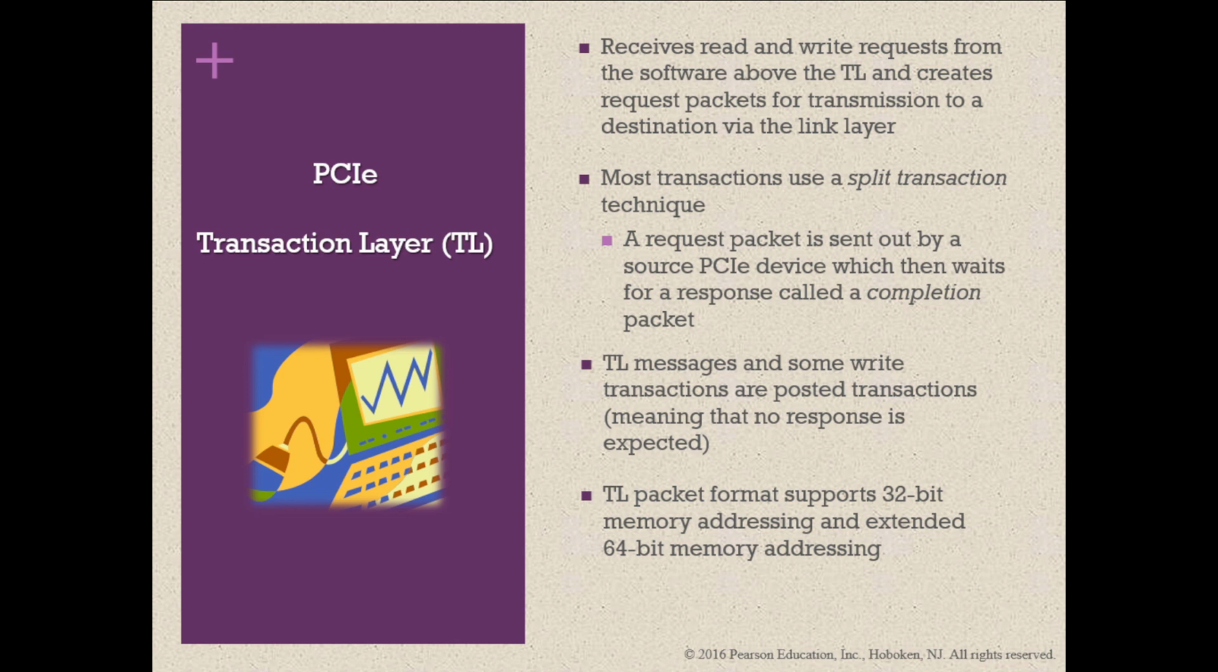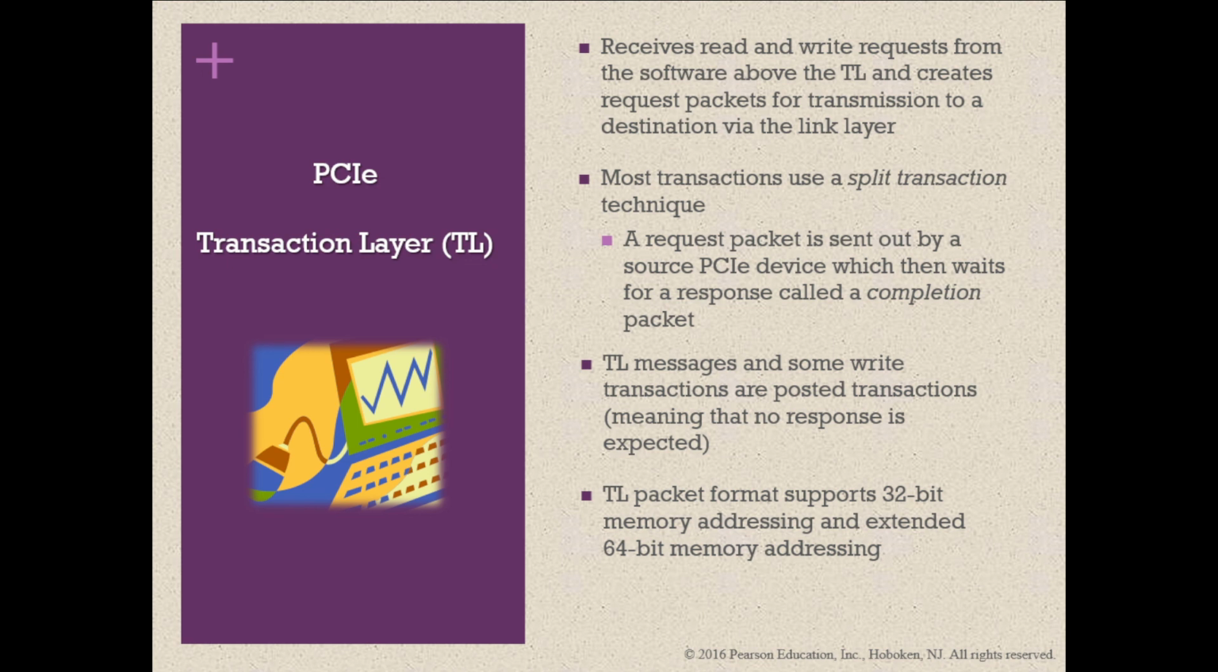Most transactions use a split transaction technique, which works in the following fashion. A request packet is sent out by a source PCIe device, which then waits for a response called a completion packet. The completion following a request is initiated by the completer only when it has the data and/or the status ready for delivery. Each packet has a unique identifier that enables completion packets to be directed to the correct originator.